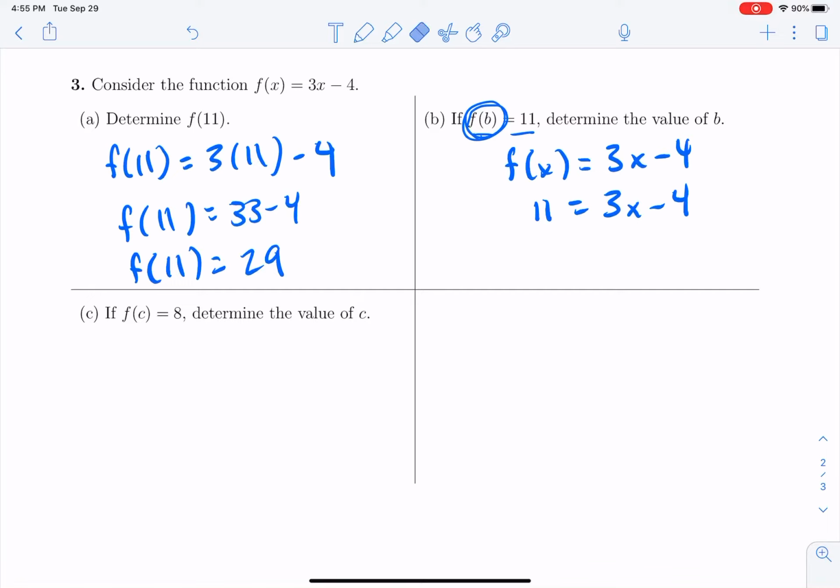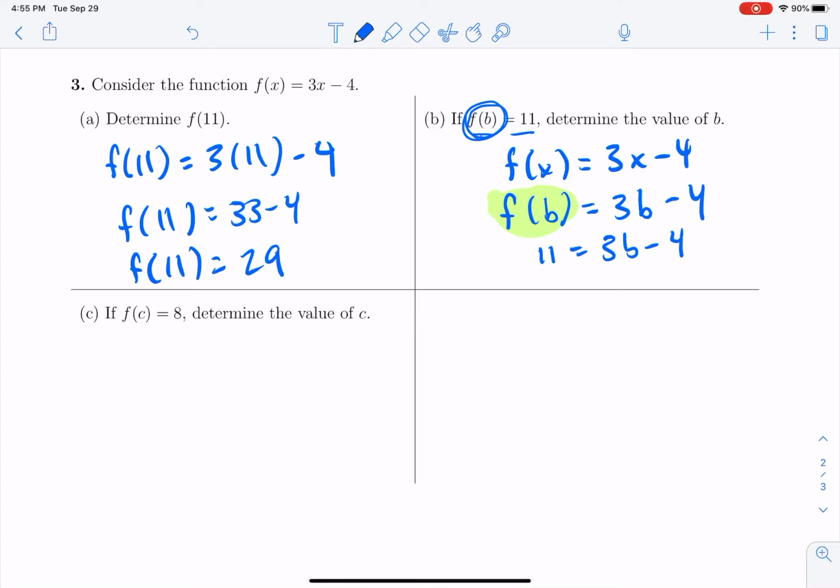And I actually went a little too fast there. So we're told f of b equals 11. So I'm just going to actually write that in. f of b equals 3 times b minus 4. Now I know what this f of b is. I know it's 11. So I'm going to write 11 equals 3b minus 4.